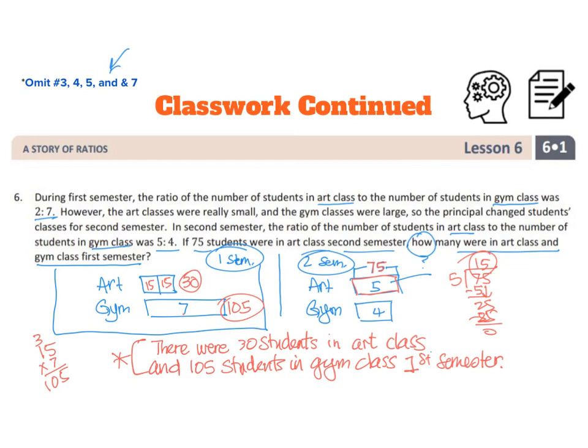Perfecto. Okay, let's jump over. Oh, but wait, remember we're omitting 3, 4, 5, and 7. So on your own, or you can check in with your teacher on those problems. Fabulous job.